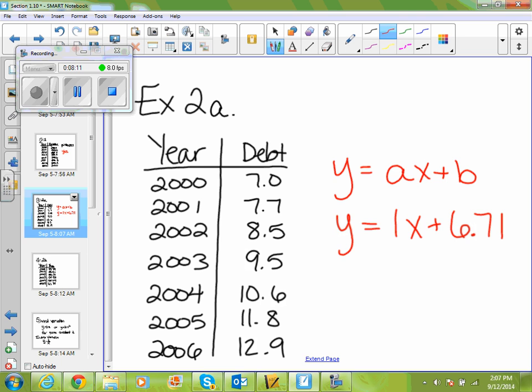So for the years, only use the last digit. So 0, 1, 2, 3, etc. all the way down. Otherwise, you'll get something like negative 1993 is your b value, and that's not what you want.